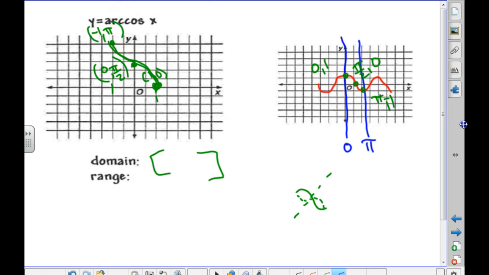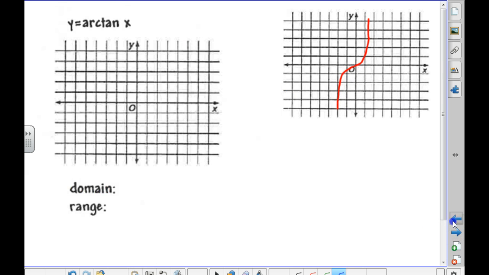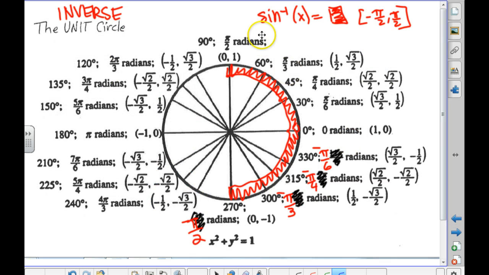You're not going to have to draw these, like I said, you're just going to have to be able to use the unit circle to find these answers. Okay, the domain is left to right, so we have negative 1 to 1. The range is bottom to top, so we have 0 to pi. Okay, ready to color? Okay, the inverse cosine, I've got to find my, here we go. The inverse cosine, you need a different color.